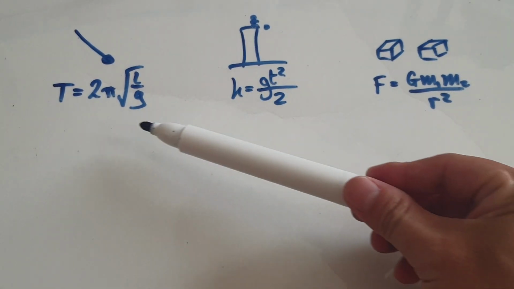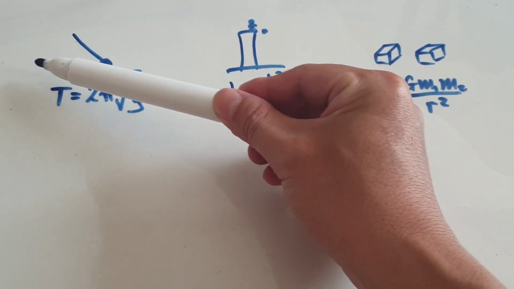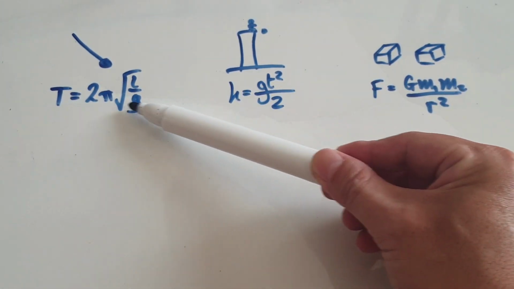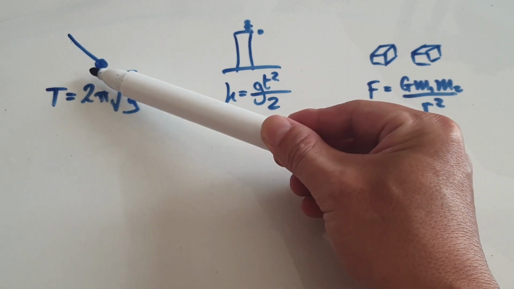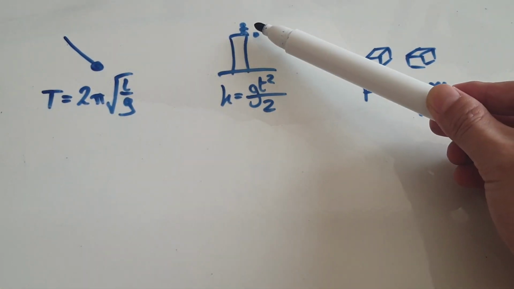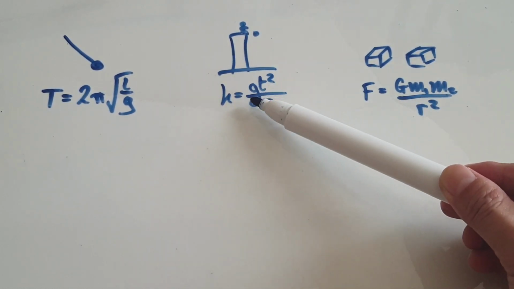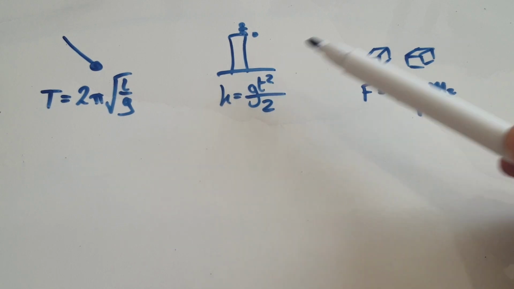Okay, three famous equations in physics. So when you have a pendulum, the time it takes to make one swing is given by this formula. T is the time it takes to make one swing. L is the length of the string. G is gravity. When you're standing on top of a building and you drop a ball, the time it takes to hit the ground is given by this formula.